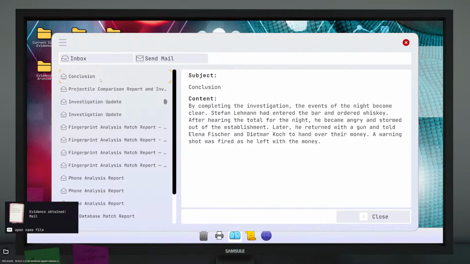Conclusion. By completing the investigation, the events of the night became clear. Stefan had entered the bar and ordered whiskey. After hearing the total for the night, he became angry and stormed out of the establishment. Later, he returned with the gun and told Elena and Kosh to hand over their money. A warning shot was fired as he left with the money.